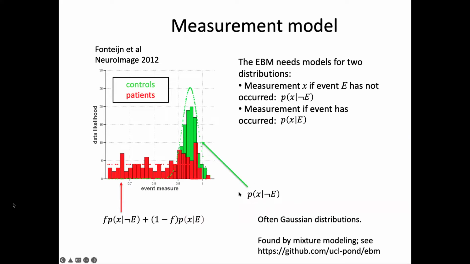There are various parametric models that people use for these two distributions. Very often we will use simple Gaussian distributions to model P(X|not E) and P(X|E). And in that case, this is all quite straightforward. We just have to estimate the mean and standard deviation of these two distributions.